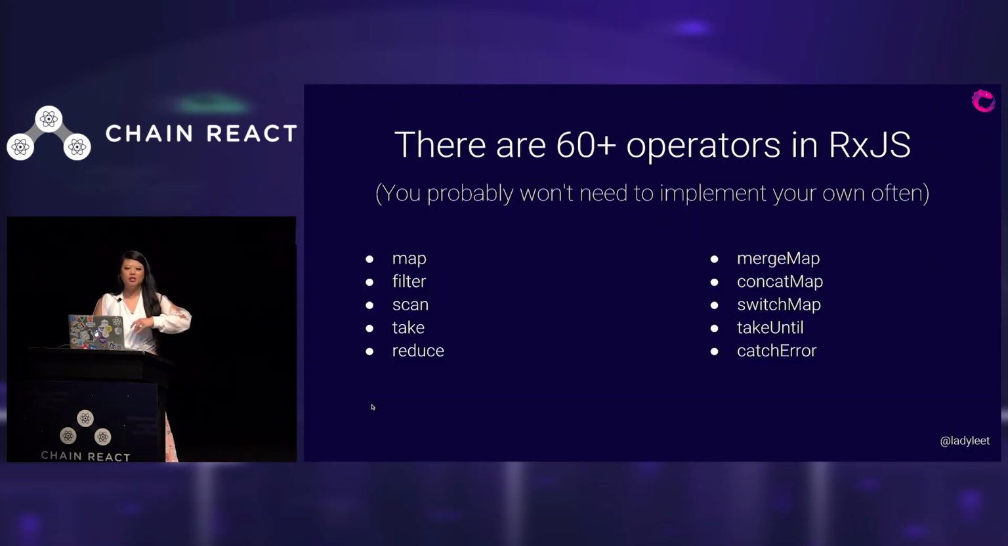And there are tons of operators in RxJS. There are over 60 operators that you can do really cool things with. You probably won't ever have to implement one on your own. And here are a few popular ones that you can start with. My new rap career talks about the shareReplay operator.